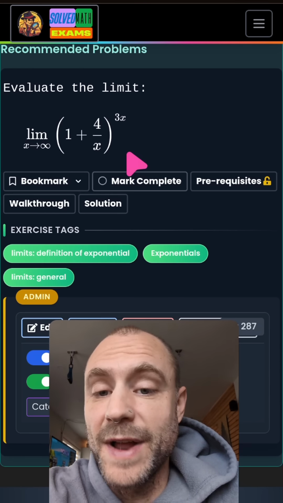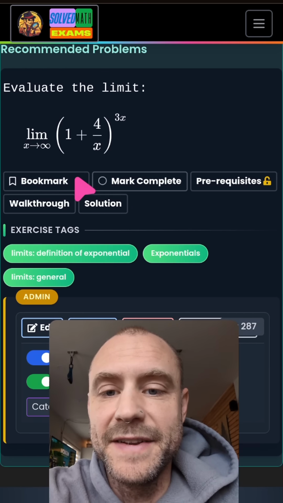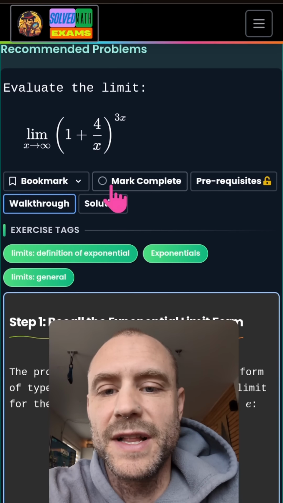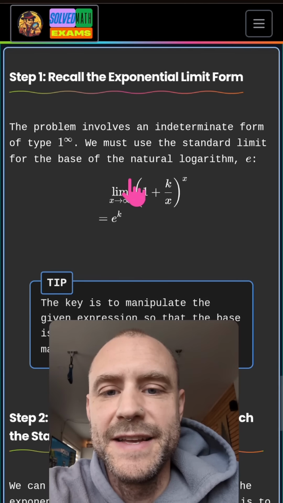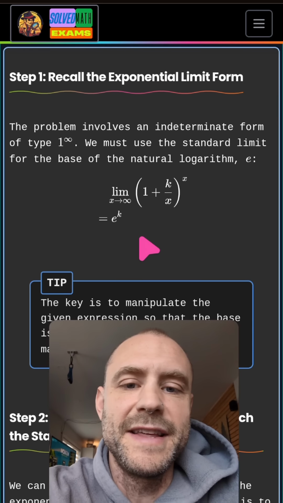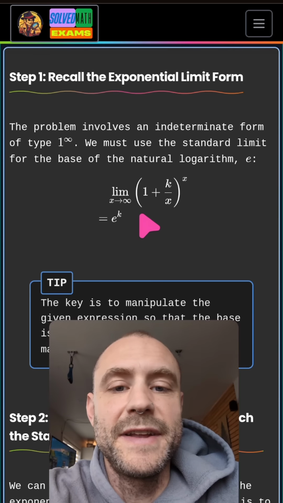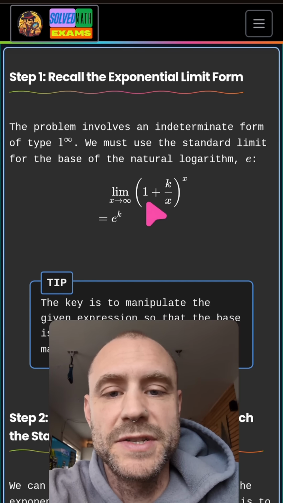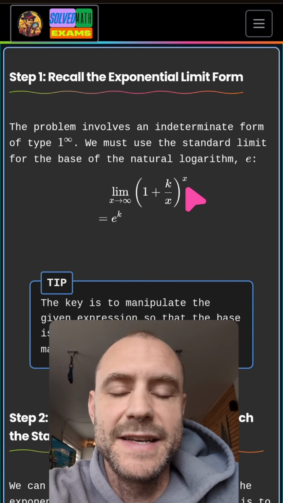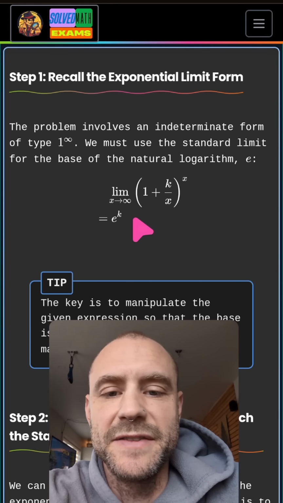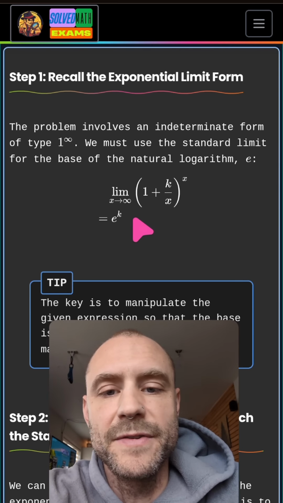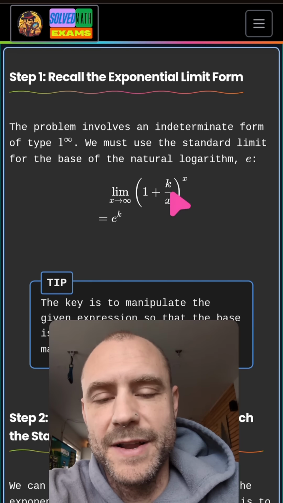We have to recognize that this is actually the definition of the exponential. So if we click walk through here, you'll see that here's the definition of the constant e. Its limit as x goes to infinity of almost that exact same thing from the question. It's 1 plus k over x to the exponent x. That's the definition of e to the k. So if it was like e to the 3, for example, then k would be a 3 here.